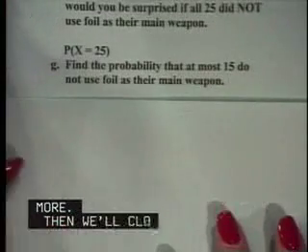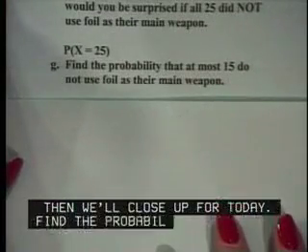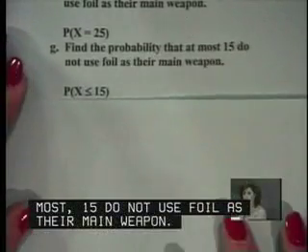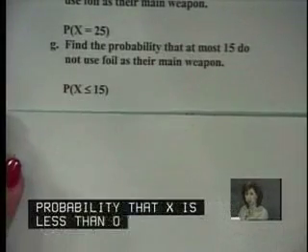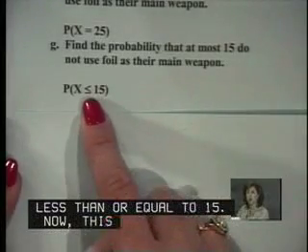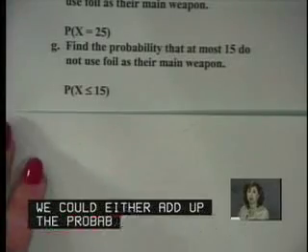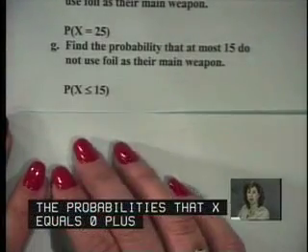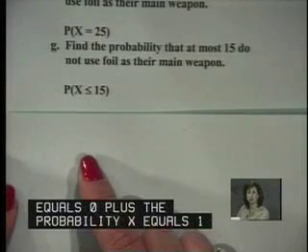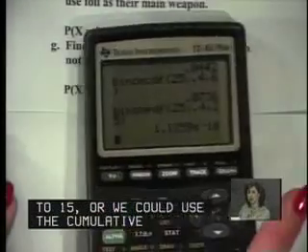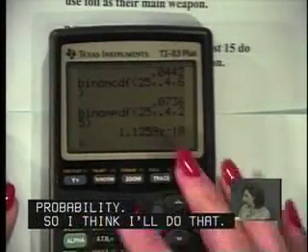Find the probability that at most 15 do not use foil as their main weapon. So we're looking for the probability that x is less than or equal to 15. Now this time it's a cumulative. We could either add up the probabilities that x equals 0 plus the probability x equals 1 plus the probability x equals 2 all the way up to 15, or we could use the cumulative probability. And so I think I'll do that. I'll use the cumulative probability.